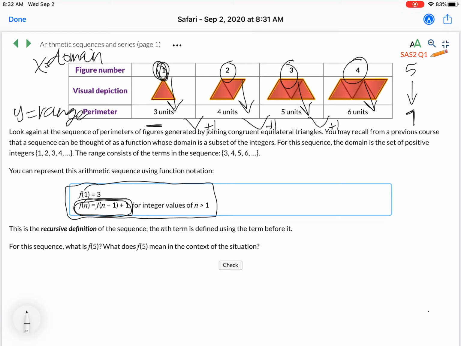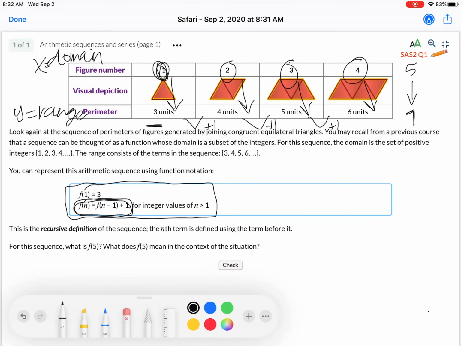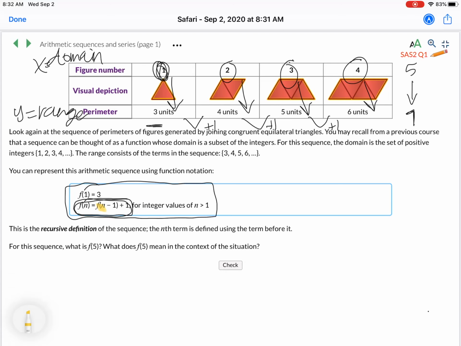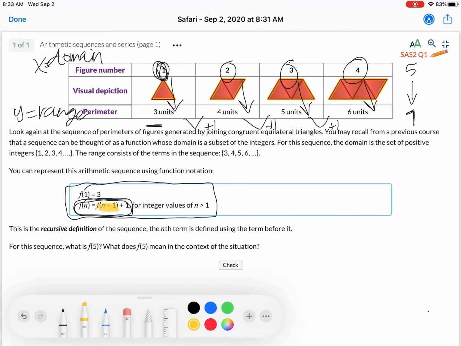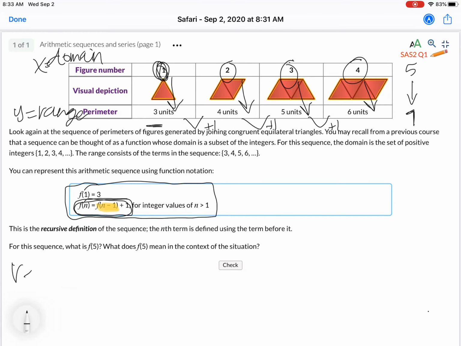Does everybody see this n minus 1? I'm going to highlight it. That is called the recursive definition. So anytime you see an n minus 1, that's what it means, a recursive definition. That just means the term that is before the term you're looking for, the preceding term. We talked about that yesterday as well.